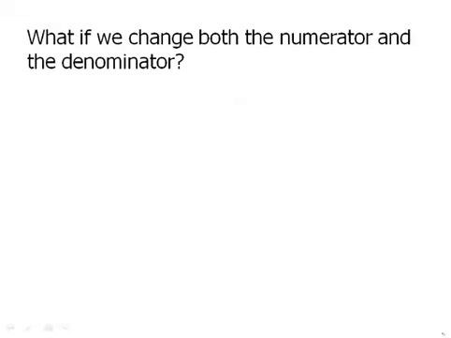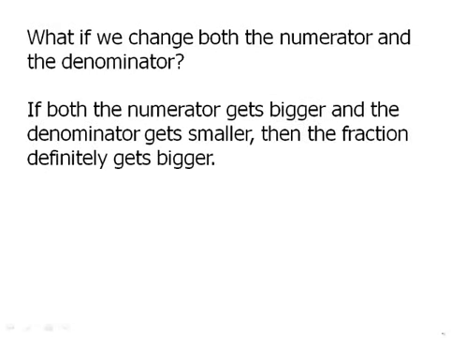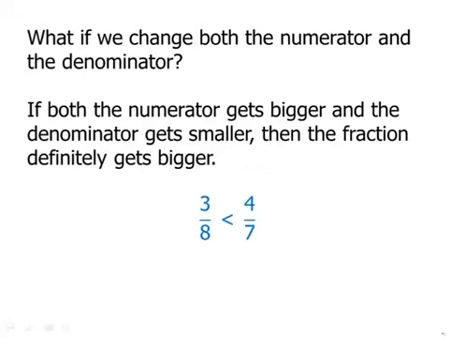What if we change both the numerator and the denominator? Well, if both the numerator gets bigger and the denominator gets smaller, then the fraction definitely gets bigger. For example, if we change from 3/8 to 4/7, well, we've made the numerator bigger, and we've made the denominator smaller. And so those two rules combine, so definitely 4/7 has to be bigger than 3/8. That's very clear.